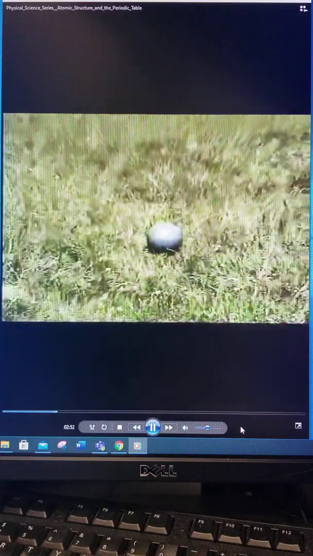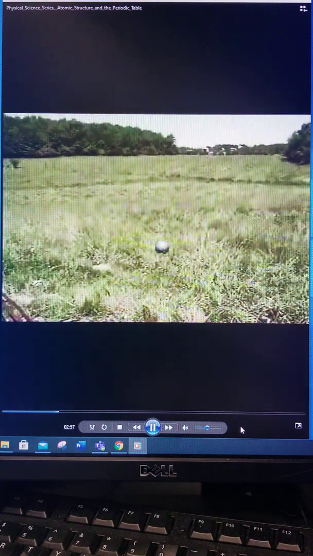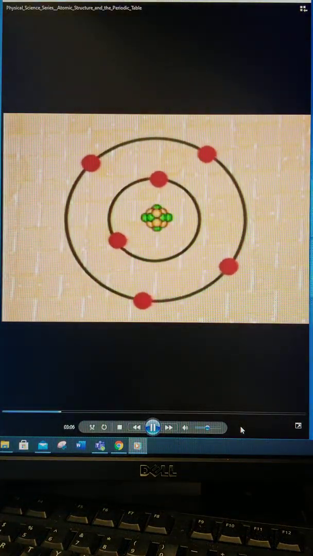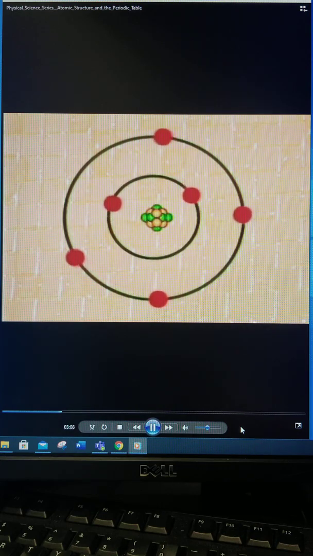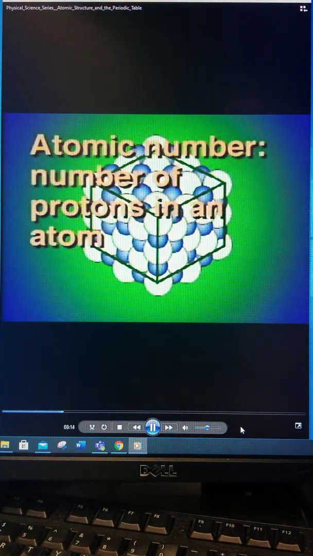While the nucleus contains most of the mass of an atom, it takes up only 1/100,000th of an atom's space, equivalent in ratio to this ball in this meadow. While all atoms have a nucleus, what is it that makes them different? The answer lies in their number of protons. The atomic number is the number of protons in an atom. For example, the element carbon, which is what makes up the graphite in this pencil, has an atomic number of 6. It has 6 protons.